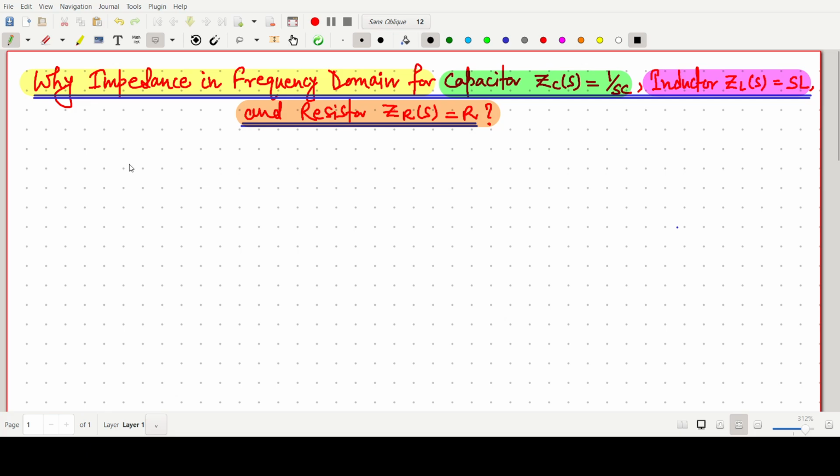So in general, if there is a capacitor C, the impedance in frequency domain will be 1 by SC, and if there is an inductor, then the impedance will be simply SL, and if there is a resistance, then the impedance is nothing but simply the same as the resistance value. So that we have to think.